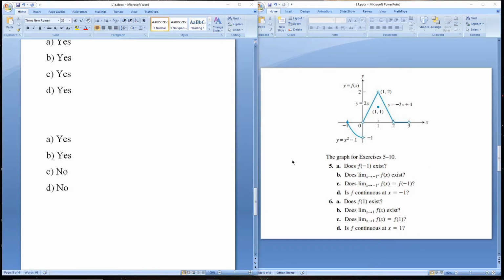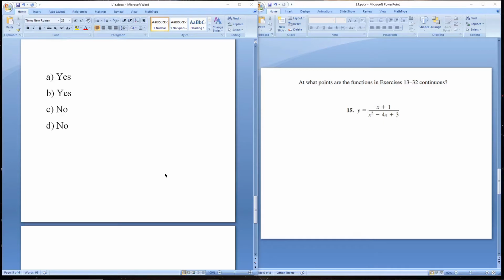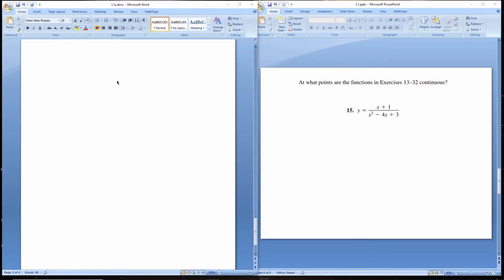So let's check out one where we don't have a graph and we just have a function. These problems are asking at what points the function is continuous. So they want to know the interval on which this is continuous. It's usually easier to find where it's discontinuous and then omit those from the domain. So let's take a look.